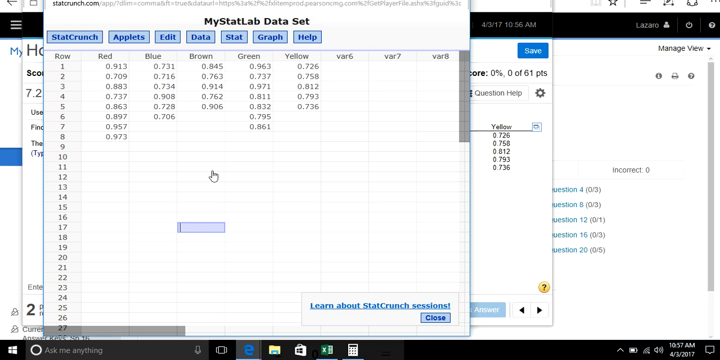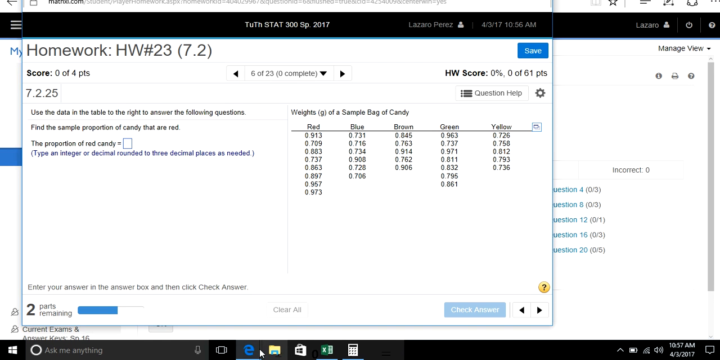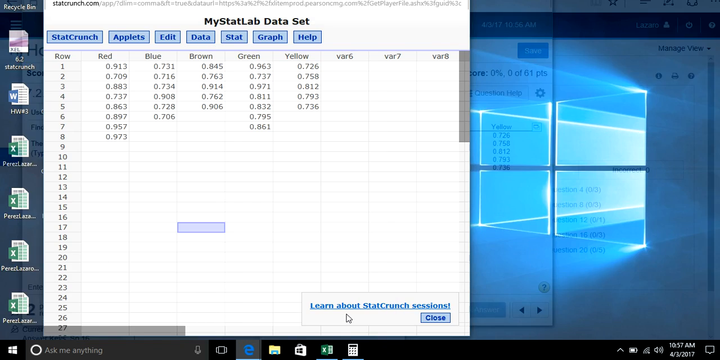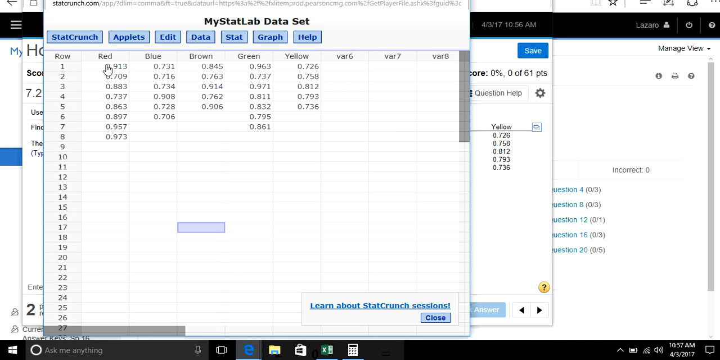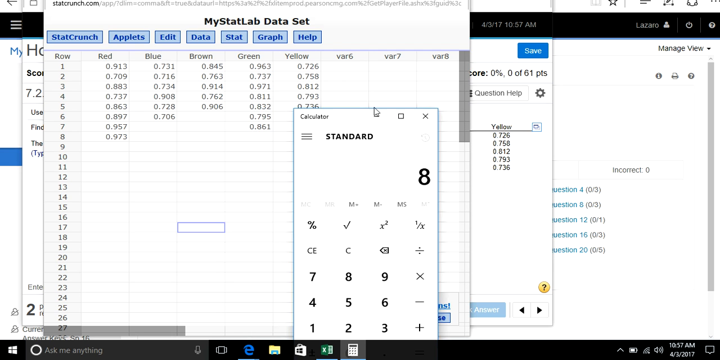Now simply, they ask us what proportion of candy are red. So all we're gonna do is just count how many red there are, so we can see one, two, three. Wait, you see there's 8 red. So we're gonna put that in our calculator. So all we're gonna do is 8 divided by the total. So we're gonna have to count everything.